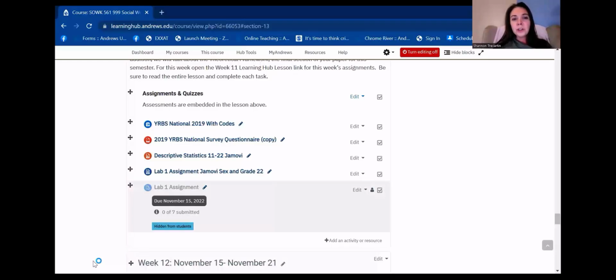So the first one, you're going to be creating a frequency distribution. The second one, you're creating a frequency distribution. The third one, you're creating something called a crosstab table. The fourth one, you're reversing that crosstab table. And the 5th one is a crosstab of your choice. For each one of these, you need to copy and insert the output from Jamovi. So let's look at what that means. Let's go to the PowerPoint first.